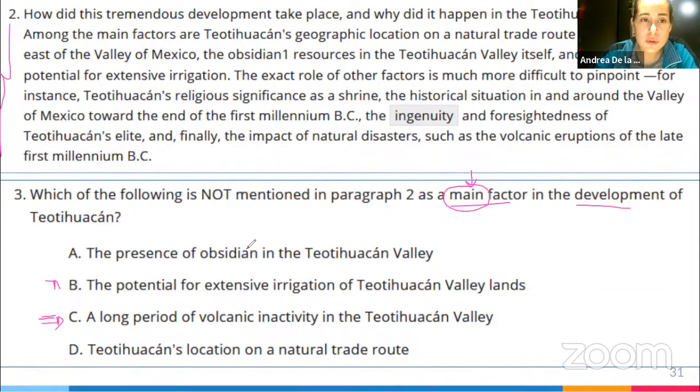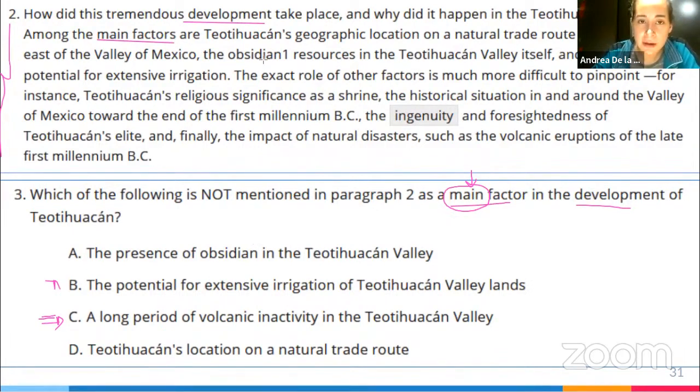Where are those words? We have the word development here. We have the word main factors here. So the answer should be around those words. It says, among the main factors are, okay? If they're asking for something that is not a main factor, first of all, we have to know what are the main factors. Before we get to what is not a main factor, we first need to know what are those main factors.